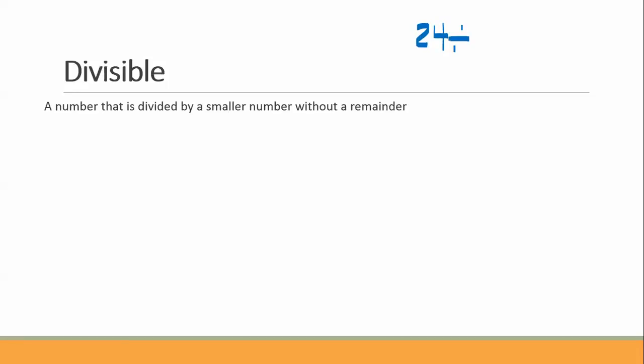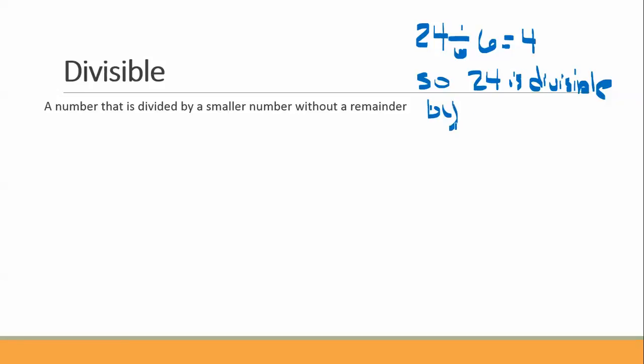24 divided by 6 is equal to 4. So 24 is divisible by 6. 24 is also divisible by 4 because if we can get no remainder when we divide by 6, we'll also get no remainder when we divide by 4. But for right now, 24 is divisible by 6.